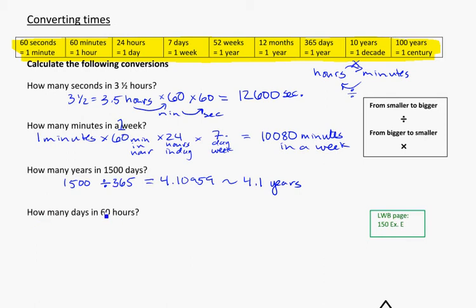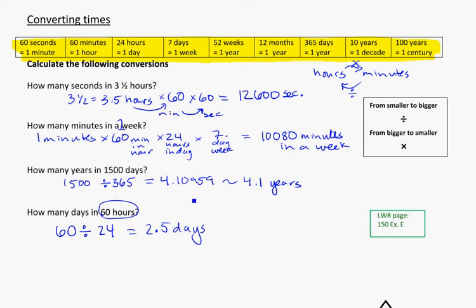So how many days in 60 hours? Here I'm going from 60 hours into days, and hours is a smaller unit than days. So if I have 60 hours and I want to know how many days that is, I know that there's 24 hours in 1 day, and that's going to be equal to 60 divided by 24 is 2.5 days. So 60 hours would be 2.5 days.